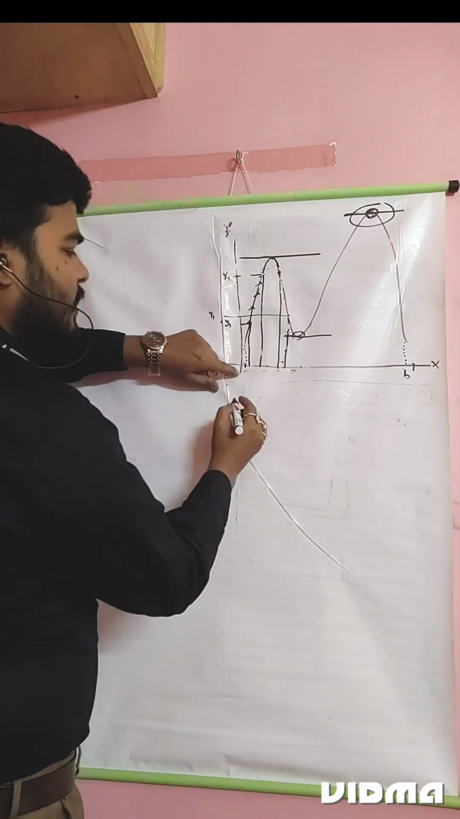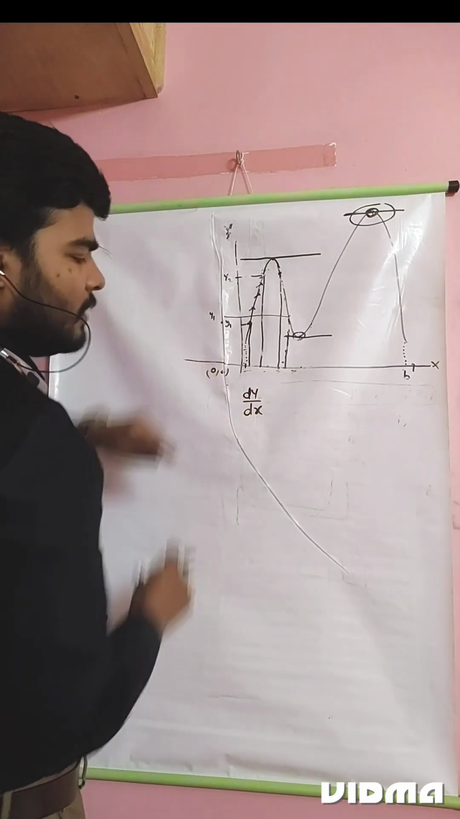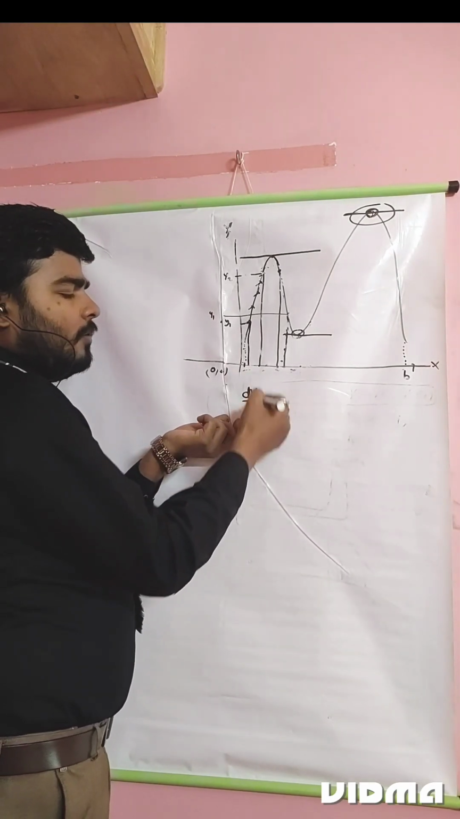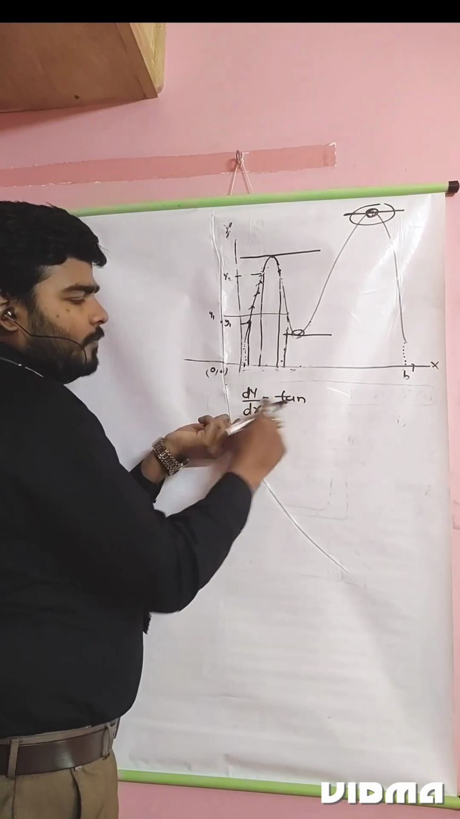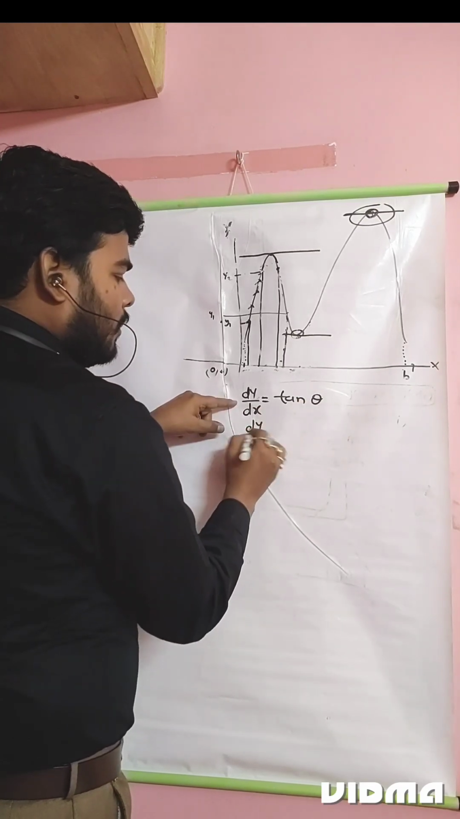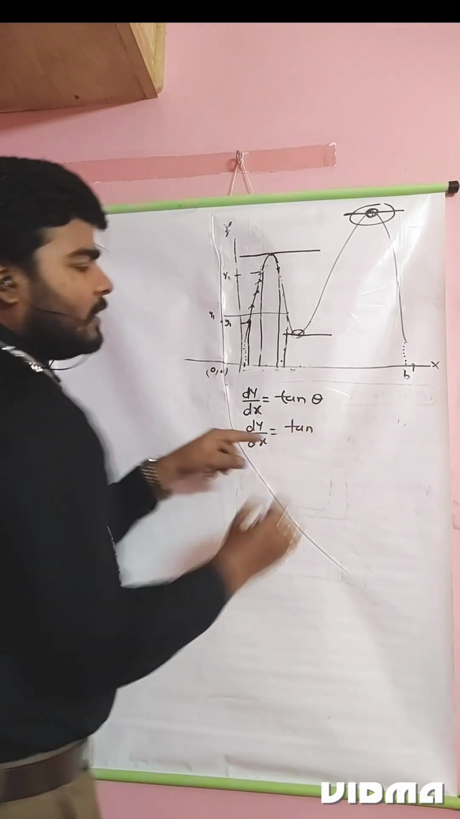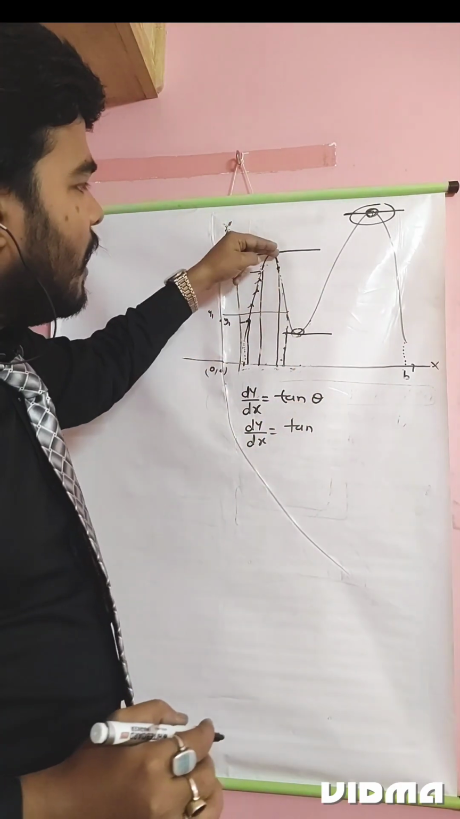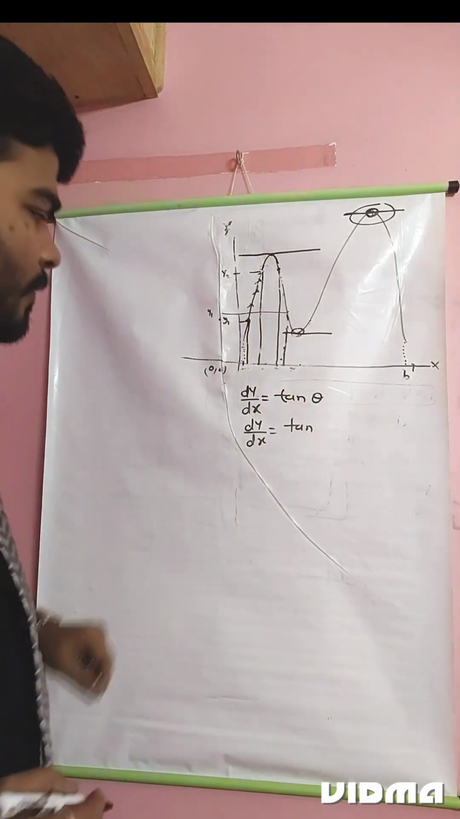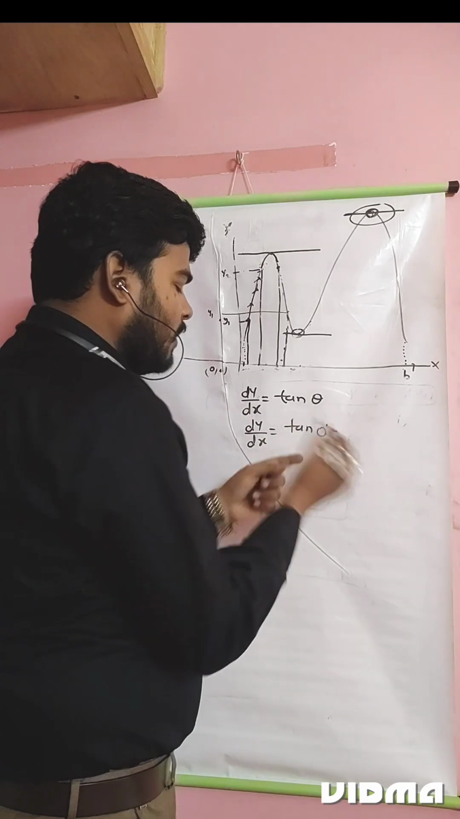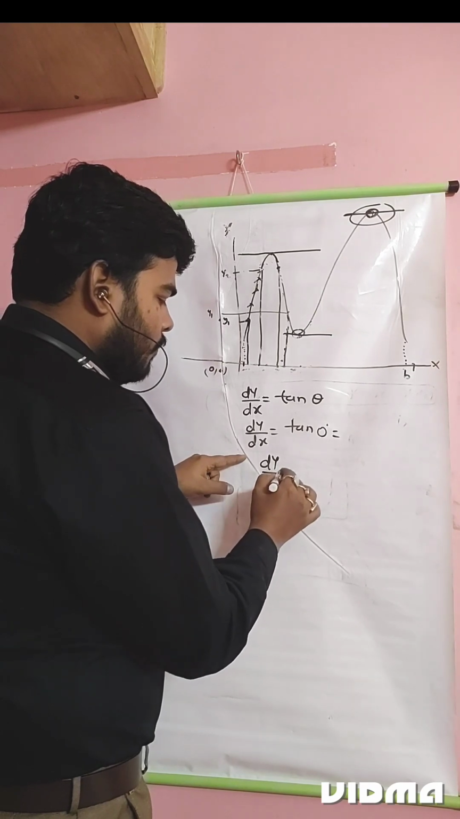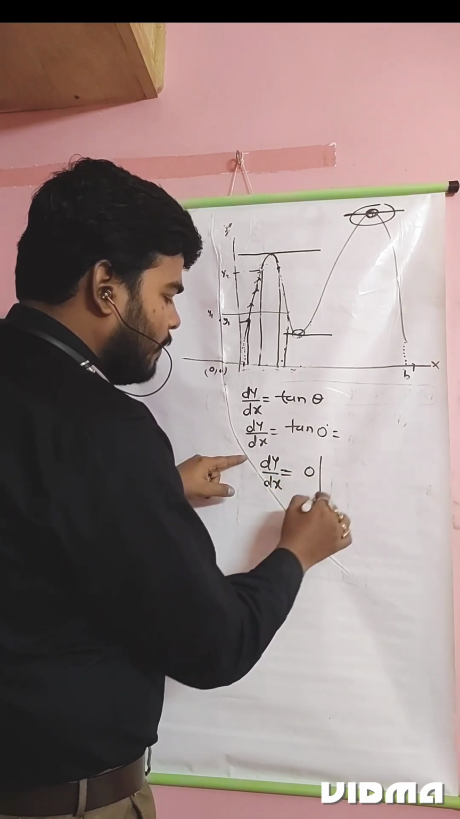So the slope of the tangent, which is represented by dy by dx. Recently we have discussed what dy by dx is, and slope is also denoted by dy by dx equal to tan theta. Here theta is 0 because all the tangents are parallel to the x-axis, so the angle of the lines with the x-axis is 0 degrees. The value of tan 0 is 0. So we reach the result that dy by dx is equal to 0.